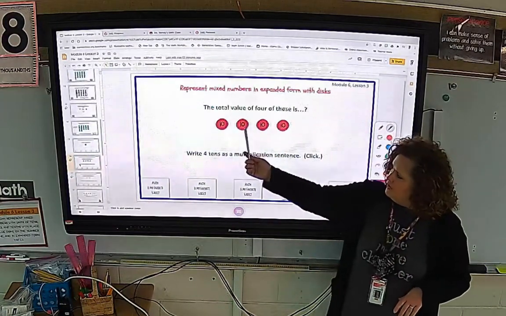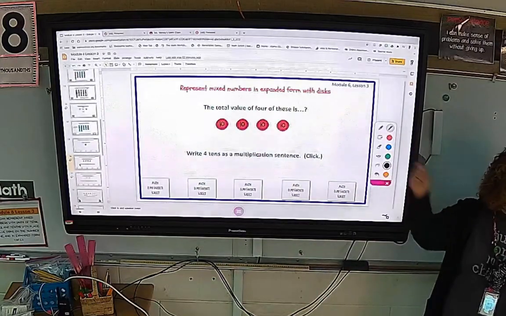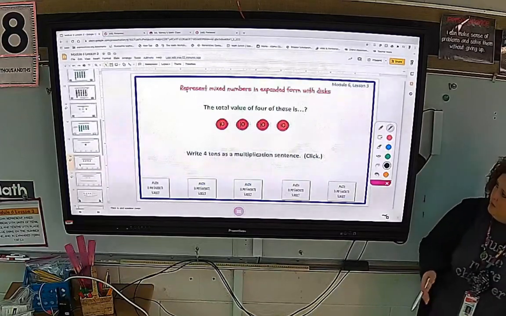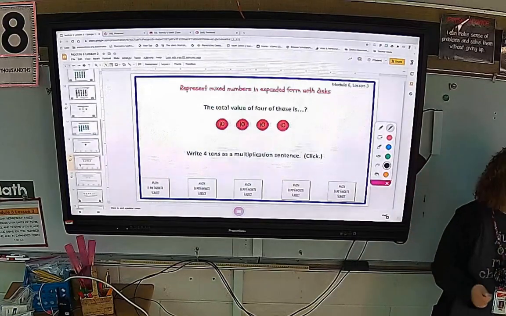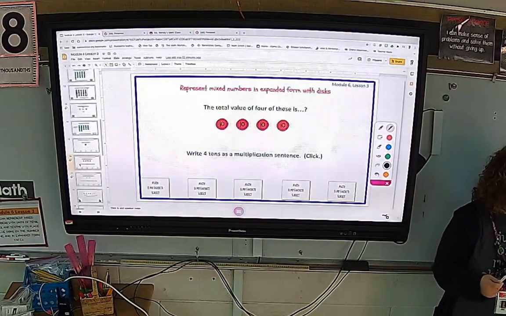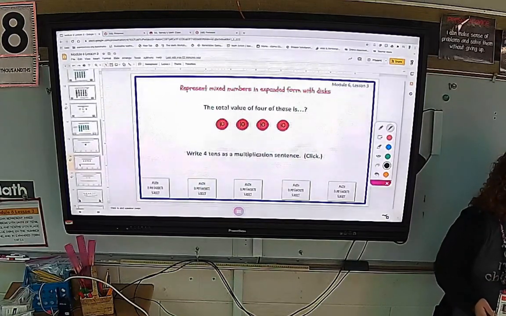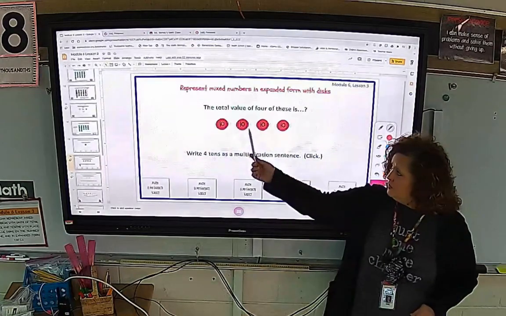How much are each of these discs worth? I hope you can see that number. Faith, what's the number on each of those red discs? 10. So, what is the total value of all 4 of those together? No, they're not 4 wholes. 40. Okay. 10, 20, 30, 40.